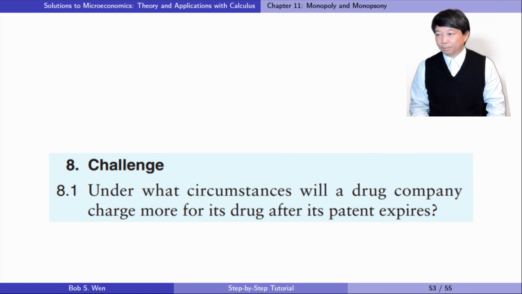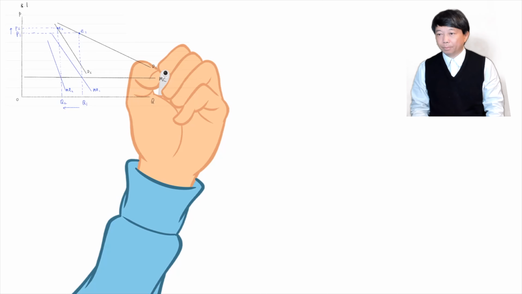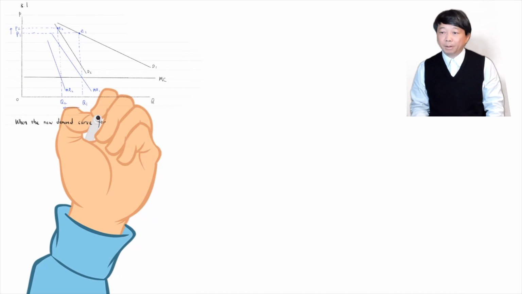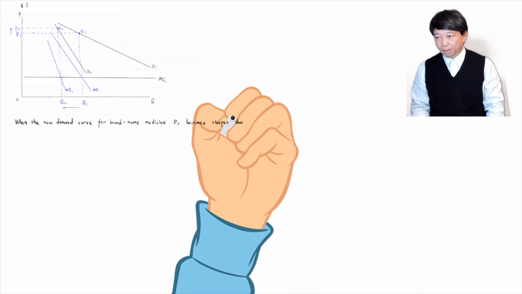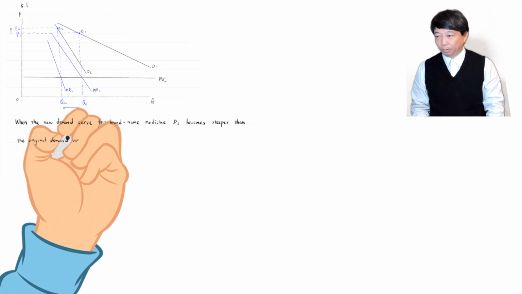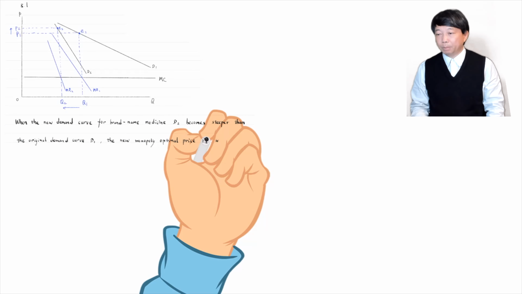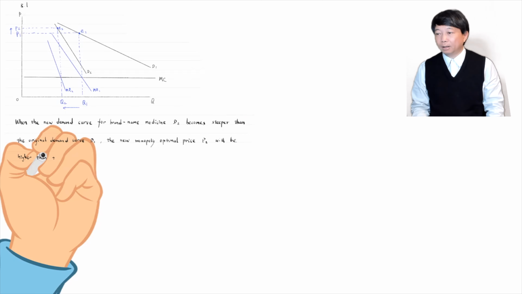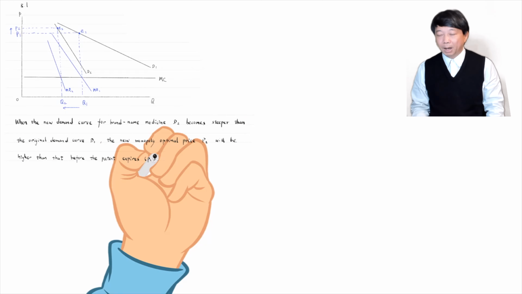Here's exercise A.1. Under what circumstances will a drug company charge more for its drug after its patent expires? As shown in the graph, when the new demand curve D2 for brand name medicine becomes steeper than the original demand curve D1, the new monopoly optimum price P2 will be higher than that before the patent expires, P1.